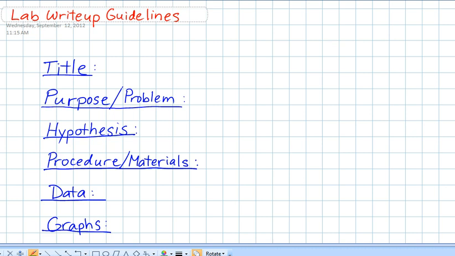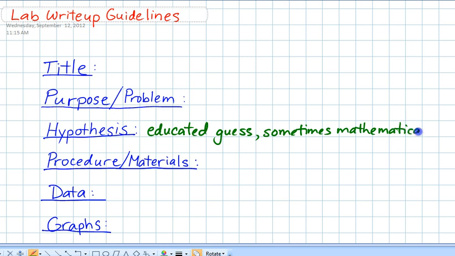So you always want to have a title, and you want to follow that with a statement of the purpose or the problem. What is it that you're trying to investigate, or what question are you trying to answer? Then we have a hypothesis, and remember the hypothesis is just an educated guess, and it's sometimes mathematical. So it could be stating what you think the equation could be.